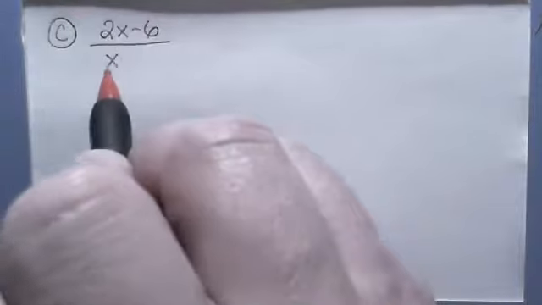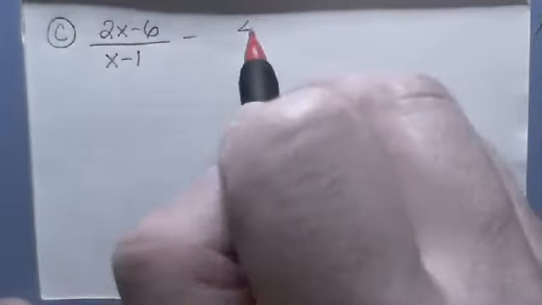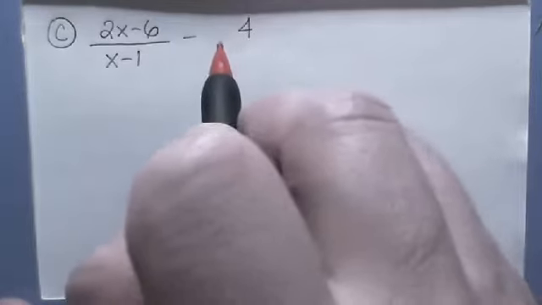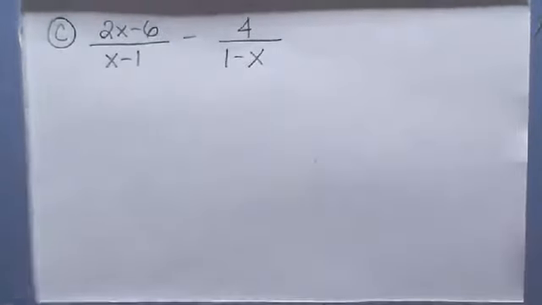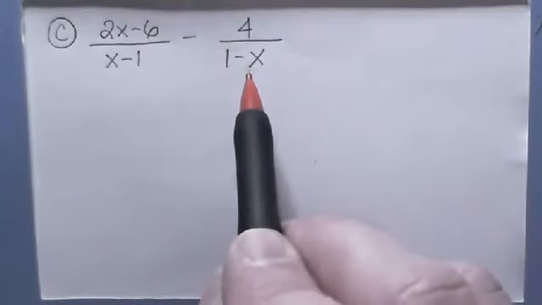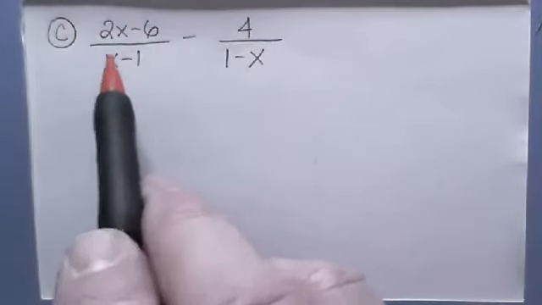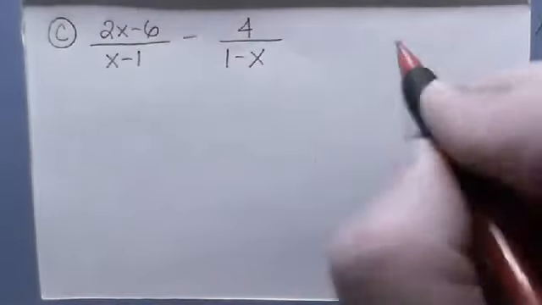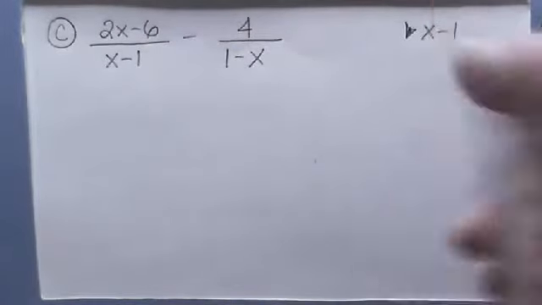This would be 2x minus 6 over x minus 1, minus 4 over 1 minus x. Alright, for this one, we have binomials, and what we want to do is make sure we factor them as much as we can. When I look at this one here, there's nothing I can factor, so basically I just write it down, x minus 1.